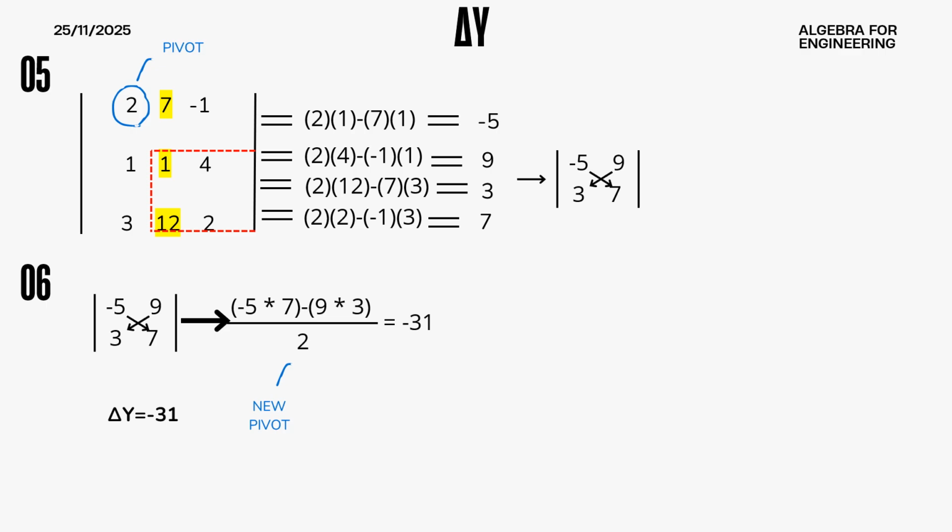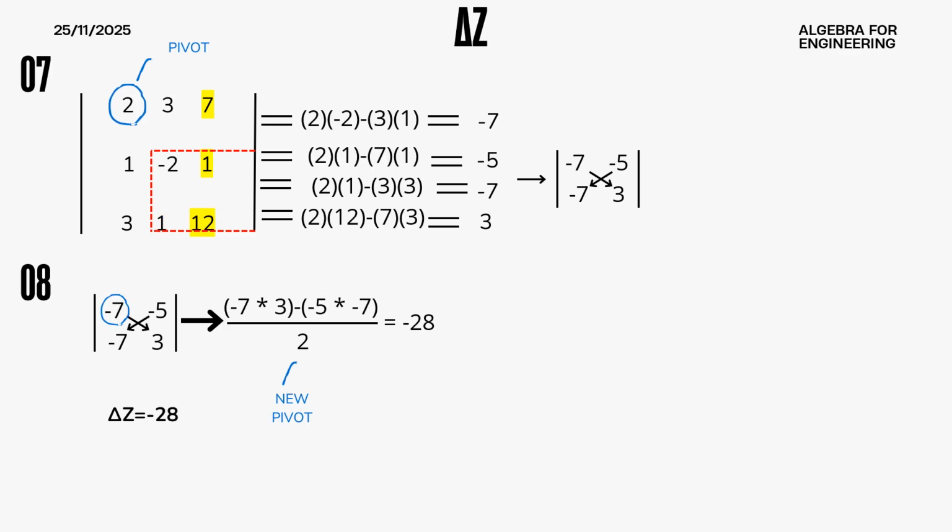Lastly, to find the determinant of the z matrix, we have the pivot point again, and the answers are going to be in the z column. We'll multiply 2 times minus 2 minus 3 times 1, it's going to be 7. 2 times 1 minus 7 times 1, it's going to be minus 5. We're going to repeat the process, and we'll multiply minus 7 times 3 minus 5 times minus 7 over 2. That is going to be the new pivot point. It didn't change, but you always got to be careful with that, and the answer is going to be minus 28.